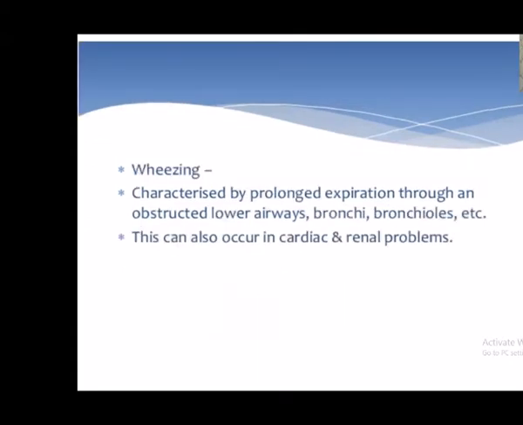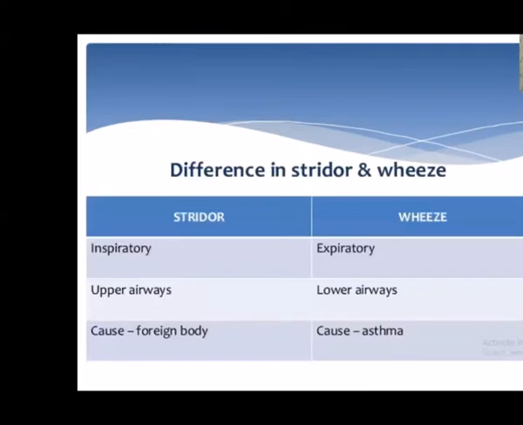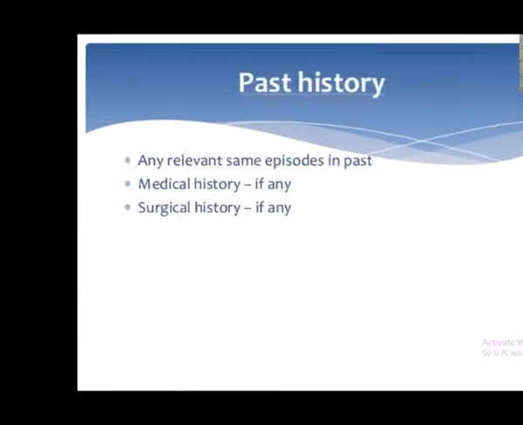Wheezing is prolonged during expiration. It can happen during inspiration also, but the expiratory component should always be there and should be more marked. And it is usually indicative of lower airway bronchi obstruction. It can occur in respiratory diseases like COPD, asthma, cardiac diseases like left ventricular failure, and sometimes renal failure also. So these are the differences between stridor and wheezing, and you should always be sure that one is inspiratory, the other is expiratory.